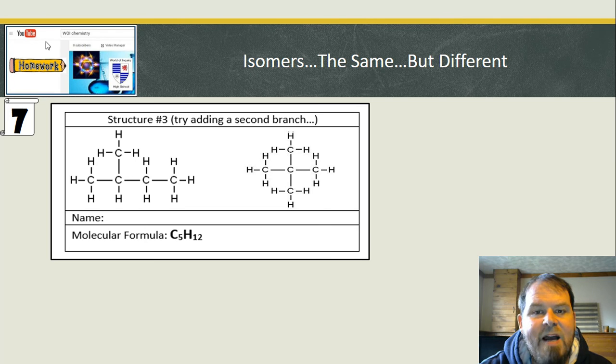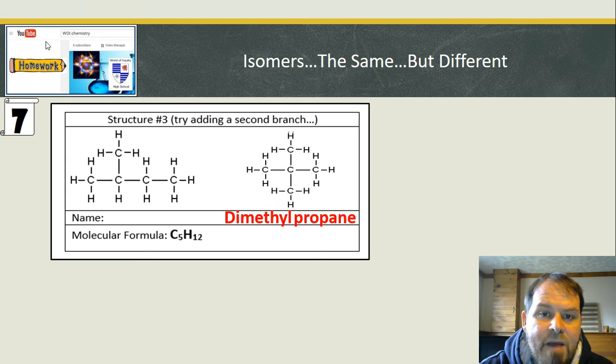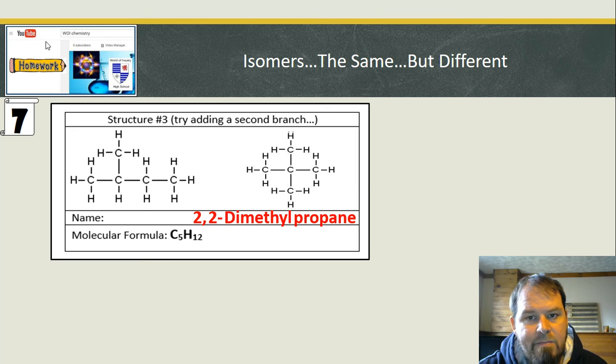Notice C5H12 still. And if I name this, my 3 carbons in a straight chain, propane, single bonded, then I have 2 methyls. So I have a methyl, 2 methyls is dimethyl. And where are the methyls? One is on carbon number 2 and the other one is on carbon number 2. So this is 2,2-dimethylpropane.